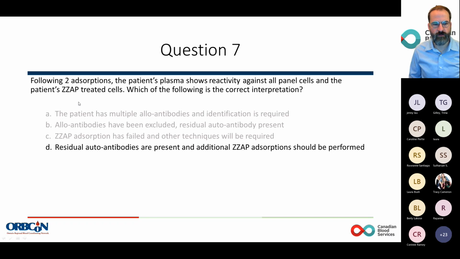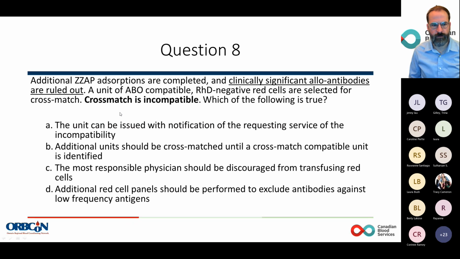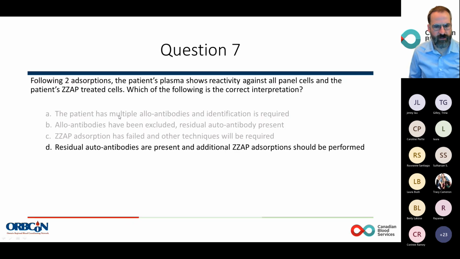So in this case, we've gone through, we have the patient's reactivity against panel cells and against the ZAP-treated cells, the ZAP-treated cells, sorry. So we should be worried that we haven't effectively removed the autoantibody and continue performing ZAP adsorptions until we're getting negativity with the ZAP-treated cells. Sorry, against the patient's cells, not the ZAP-treated cells.